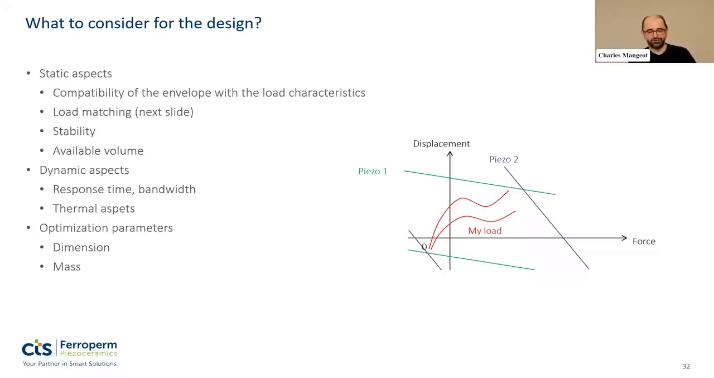Now, how to choose? We've seen the different designs. You have to know your load, and you need to find a design that fits your load, basically. Again, I have to go a little bit briefly through this part. There are some dynamic aspects which I won't have time to cover here. But starting with the static aspects, you have to find the best fit for your design. And then there are some optimization parameters. What's important for you? Do you need to minimize a certain dimension? Do you need to minimize mass? Do you need to minimize cost? This is something that you need to be clear about from the beginning.